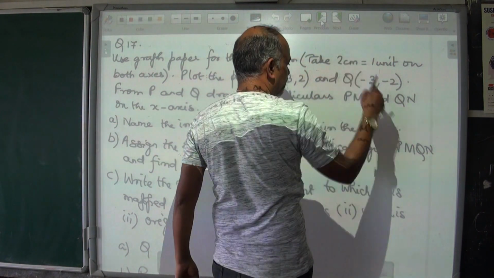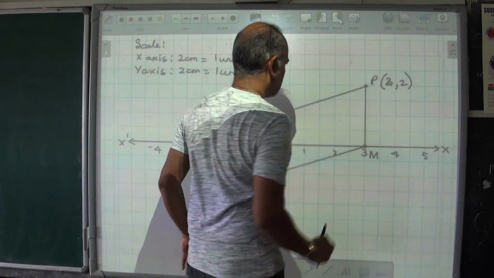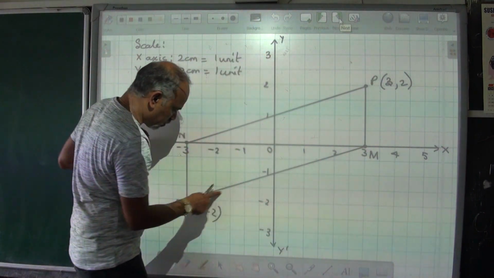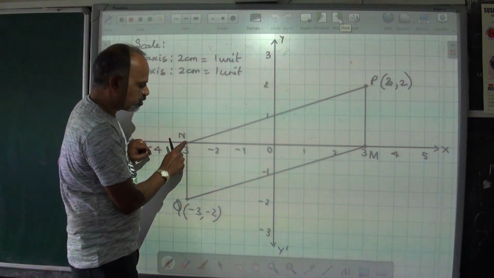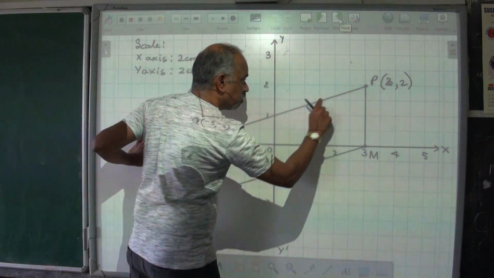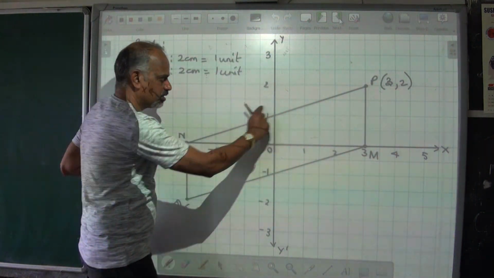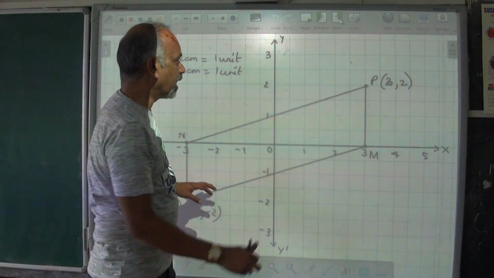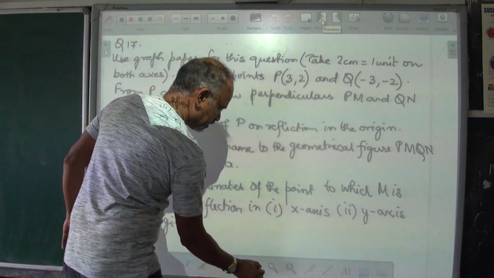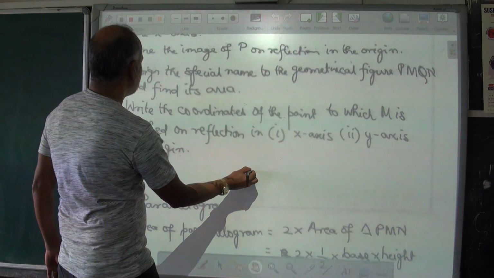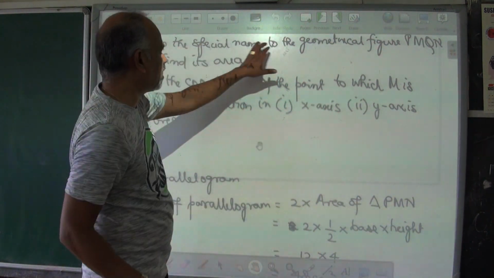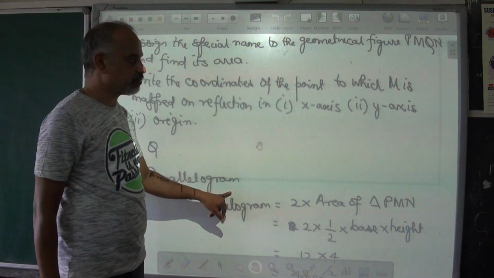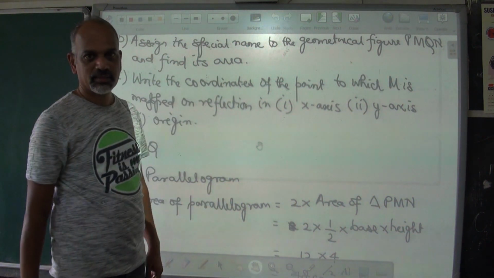PMQN. P, M is already joined. M with Q, Q with N was already joined. So complete the figure, N with P. This is the figure that you get. You have to name this figure. This figure is called a parallelogram. So assign the special name to the geometrical figure PMQN: PMQN is a parallelogram. And find its area.